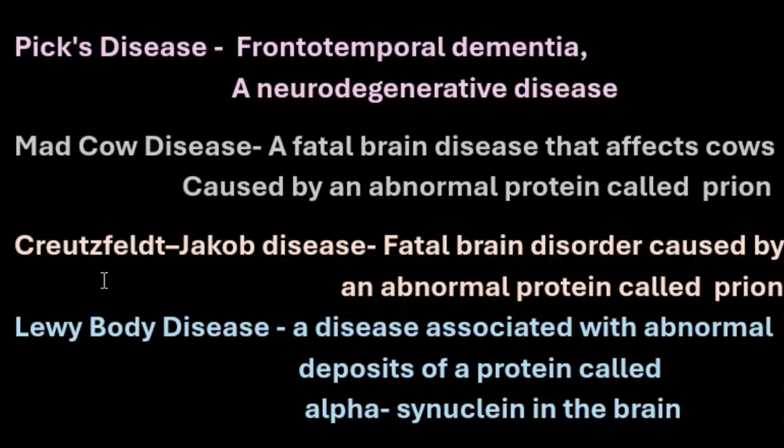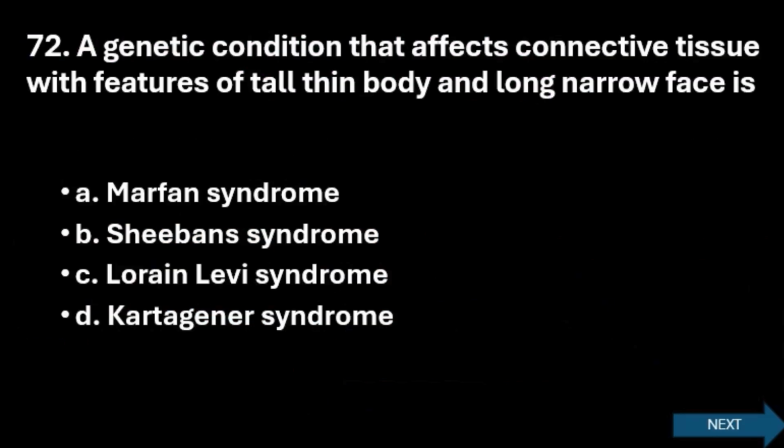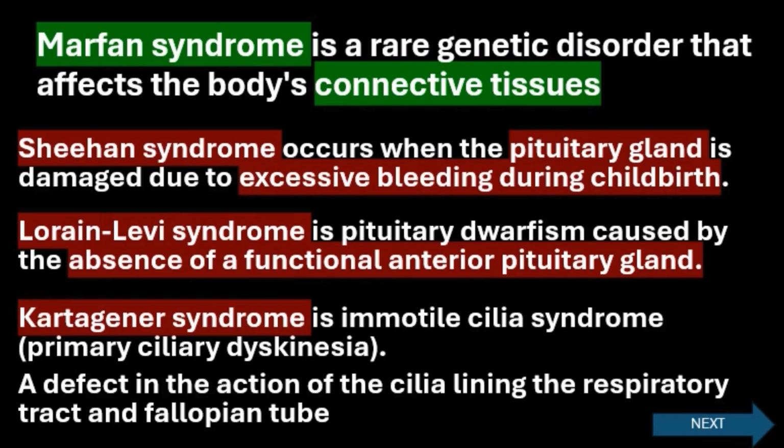Next question. A genetic condition that affects connective tissue with features of tall, thin body and long, narrow face is option A, Marfan syndrome, option B, Sheehan syndrome, option C, Laron-Levi syndrome, and option D, Kartagener syndrome. The right answer here is option A, Marfan syndrome. Marfan syndrome is a rare genetic disorder that affects the body's connective tissues.